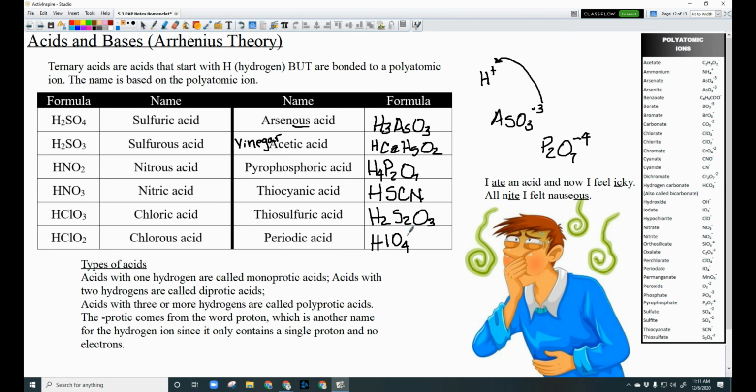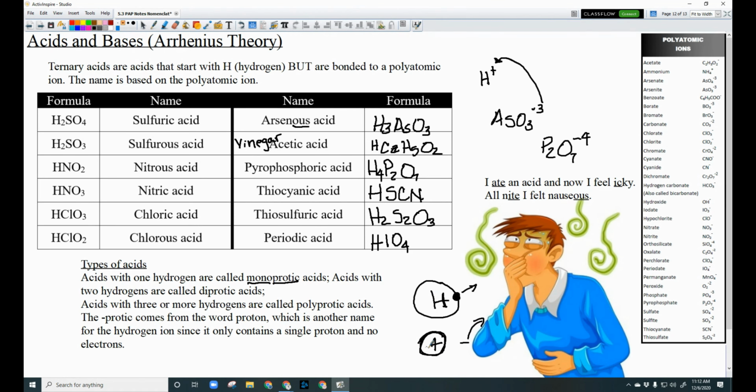I know this is a lot. I'm sorry, but we're going to do a lot of practice and we're going to spend a long time on this. Okay. So types of acids. Last thing here, acids with 1 hydrogen are called monoprotic because mono means 1. Protic comes from the word proton because hydrogen, remember, has just 1 electron. And so to become an ion, it loses that electron. So the hydrogen ion is just really that 1 proton because hydrogen has 1 proton, 1 electron. So if it loses that electron, all that's left is a proton. So sometimes the hydrogen ion is called a proton.